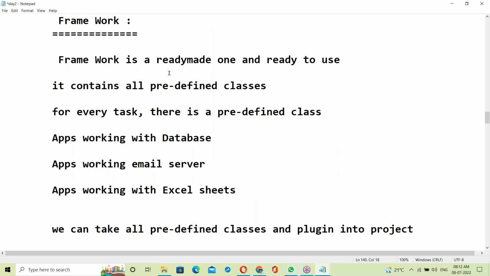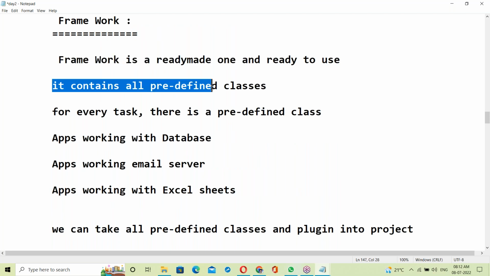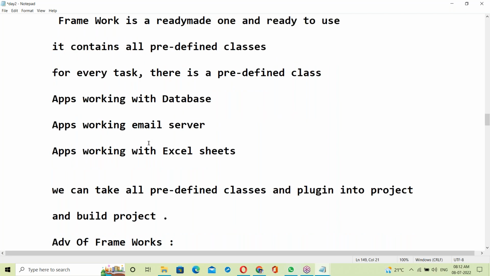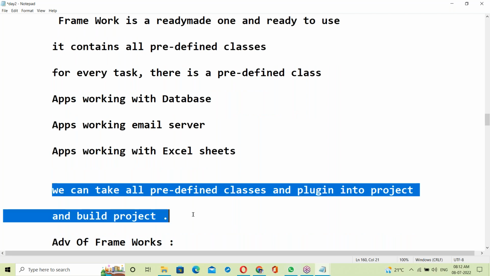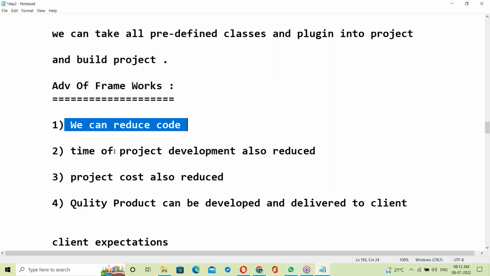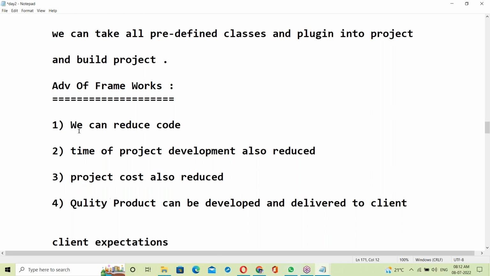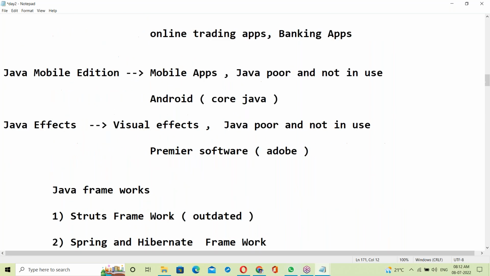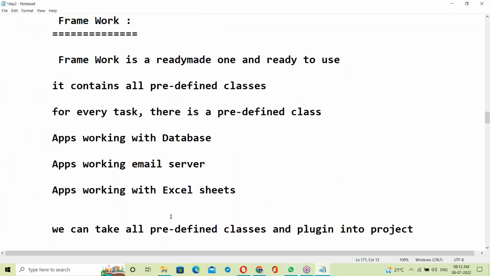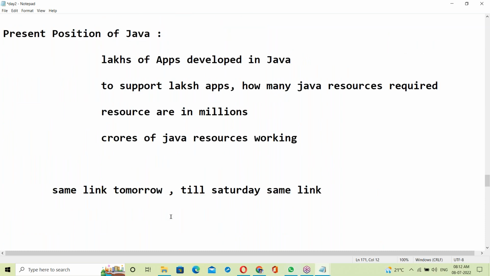So what is a framework? It's ready-made and ready to use, and it contains predefined classes; for every task there is a predefined class. Using predefined classes, we can build projects. The advantages are that we can reduce the code, reduce project development time and project cost, and improve product quality. All these topics were completed yesterday; all the history was completed.